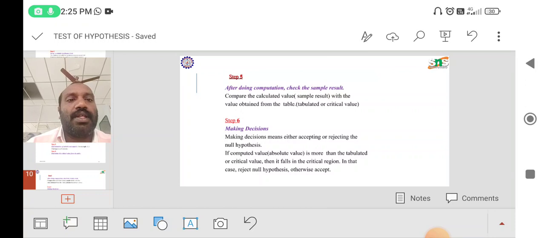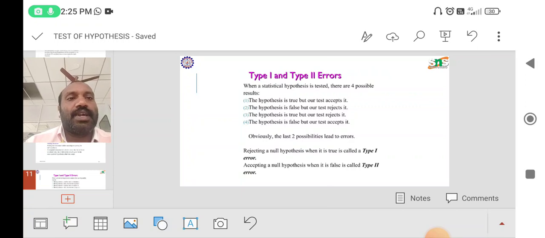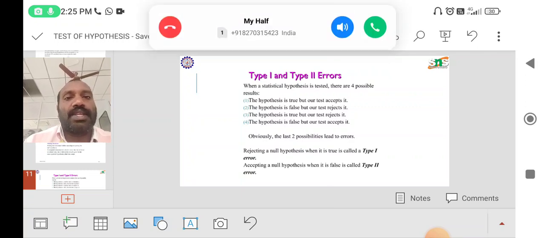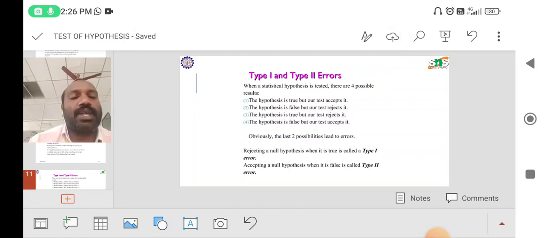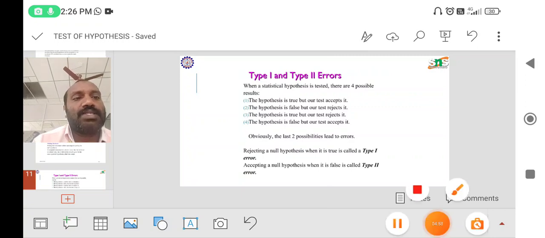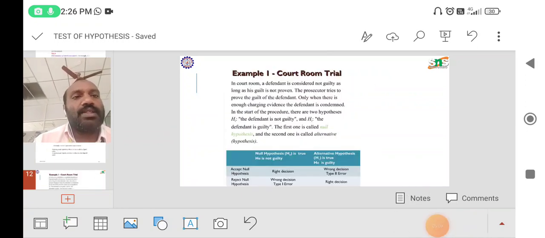Otherwise it will be accepted. Then there are type 1 and type 2 errors. There are two types of errors. The hypothesis is true, but our test accepts it. The hypothesis is false, but our test rejects it. The hypothesis is true, but our test rejects it. The hypothesis is false, but our test accepts it. So these are type 1 and type 2 errors.